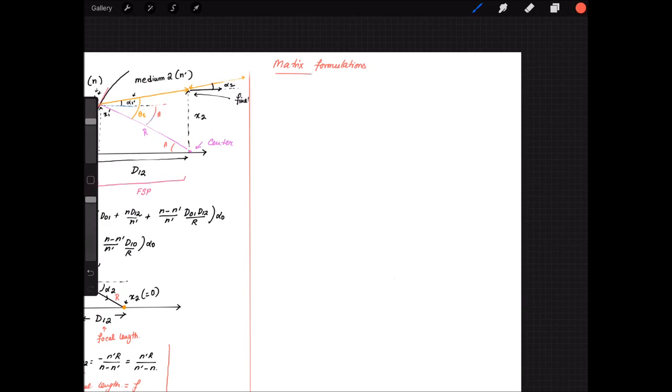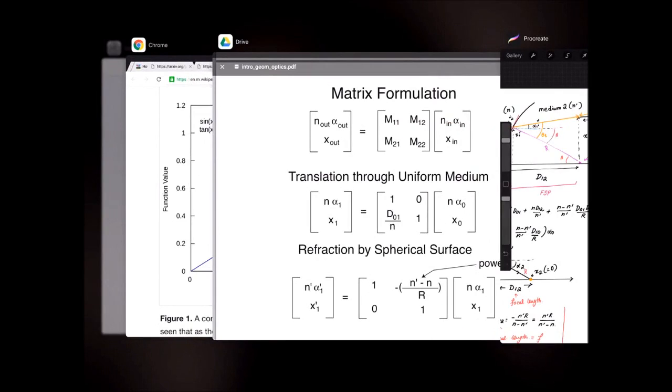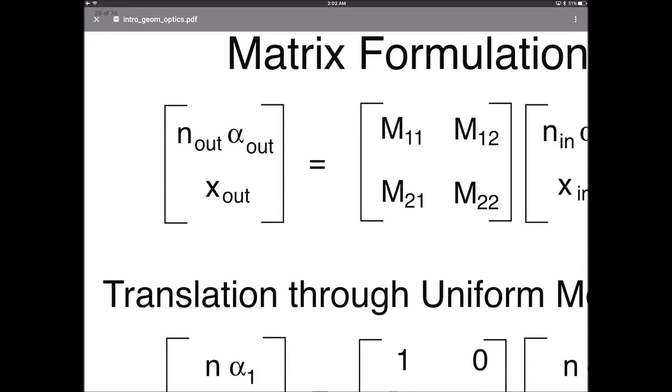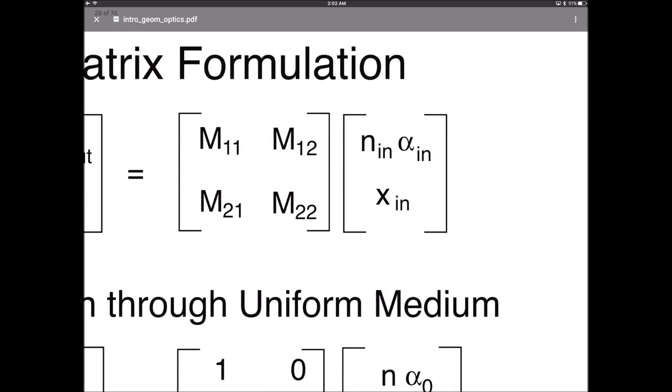So the way the matrix formulation works is by relating parameters on two sides of the optical system. So say on the left you have parameters which define the situation when the ray comes out of the optical system. So that's your refractive index on the outside, the angle the ray makes on the outside, the height outside, and that is related to the optical system defined by a matrix M with these, say, 4 elements, M11, M12, M21, M22, and the same parameters just on the other side when the ray was entering the system. So what does that mean?